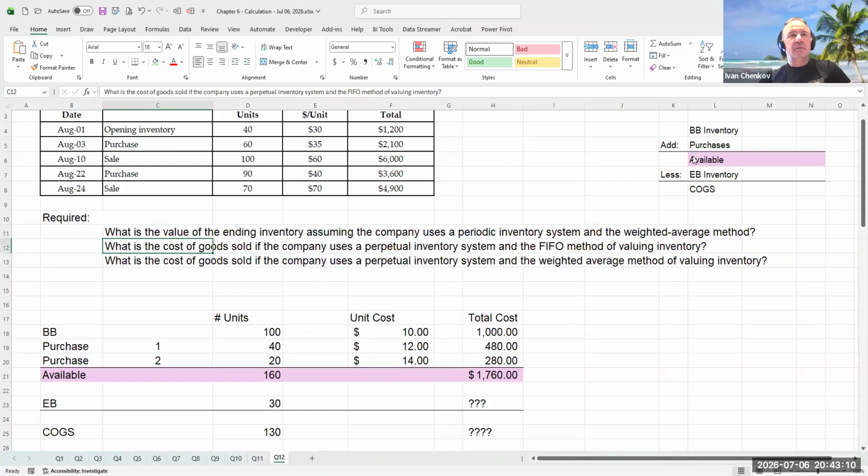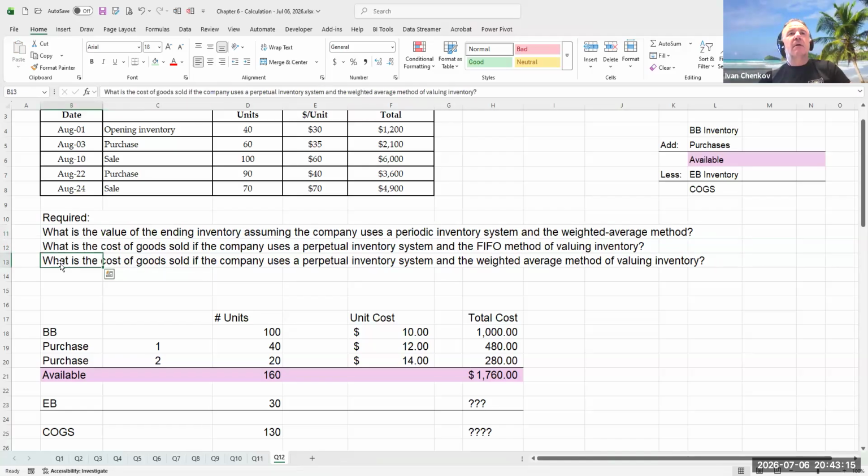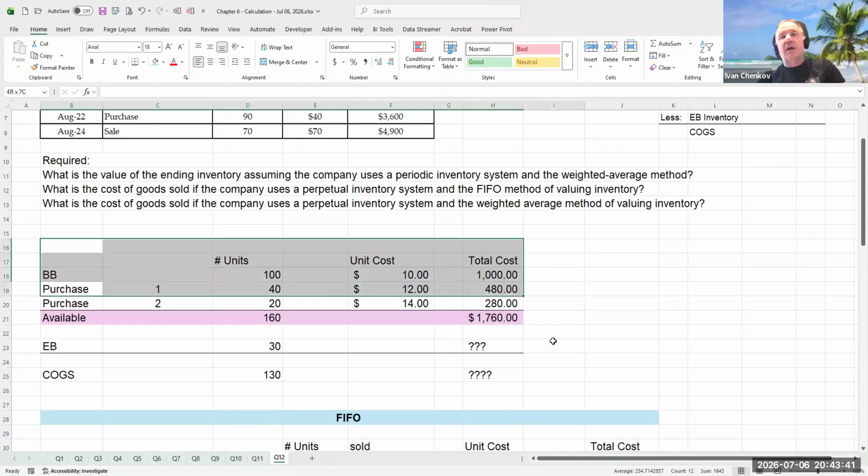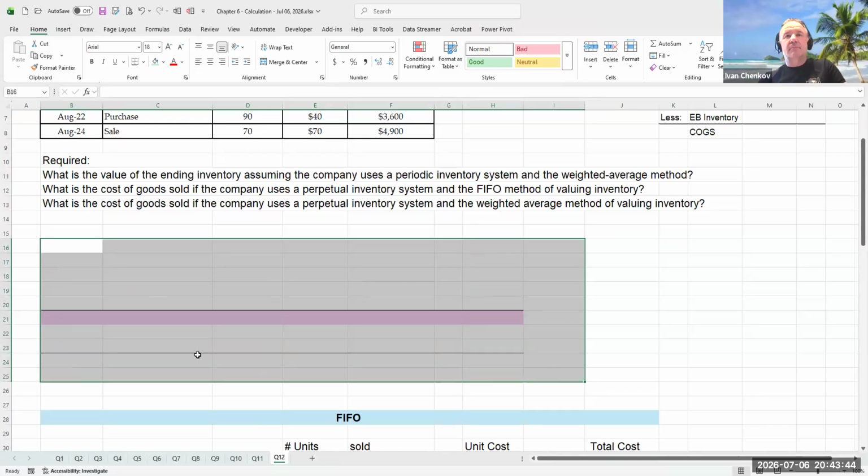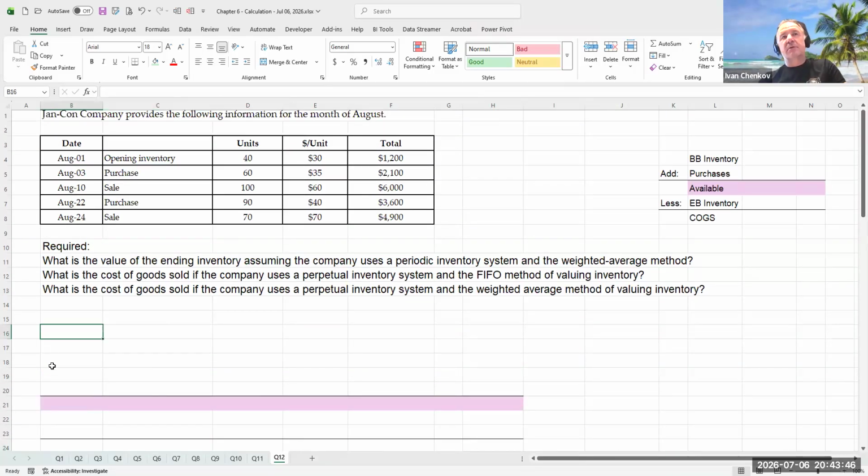With this question, we have to get all those answers, which are: what's the value of the ending inventory assuming the company is using the periodic inventory system and weighted average? What's the cost of goods sold if the company is using the perpetual inventory system and first in first out method? And what's the cost of goods sold if the company is using the perpetual inventory system and weighted average method of valuing the inventory? So the good thing is we have all the calculations available. What we have to do is transpose the information.